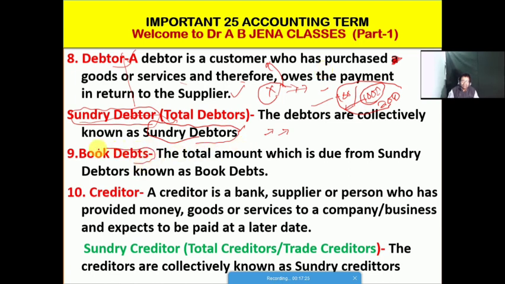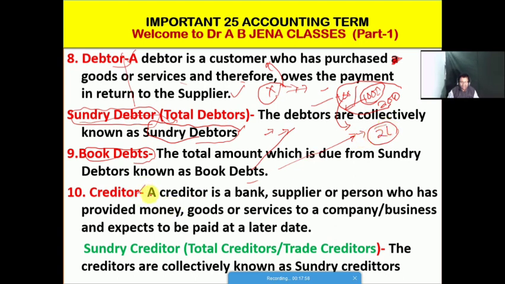So next one is the meaning of a book debt. The total amount which is due from the sundry debtors is known as the book debt. Suppose in your business, sundry debtors are 100. From the 100, your business will receive, let's take an example, 2 lakh. So 2 lakh will be treated as the book debts. The total amount which is due from the sundry debtors is known as a book debt. Guys, now I am hopeful you are clear by citing this example.